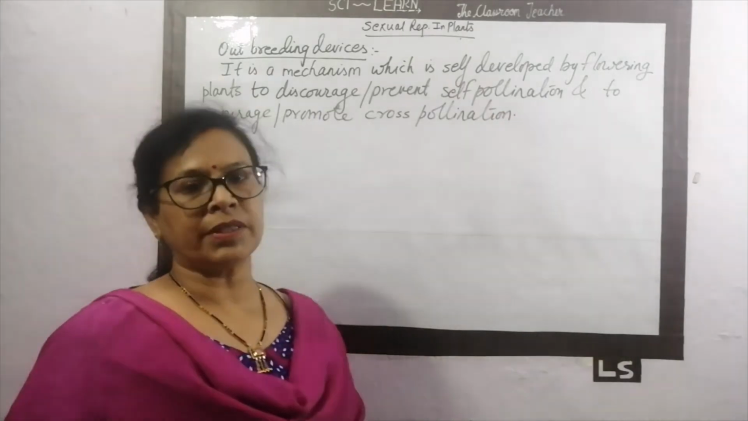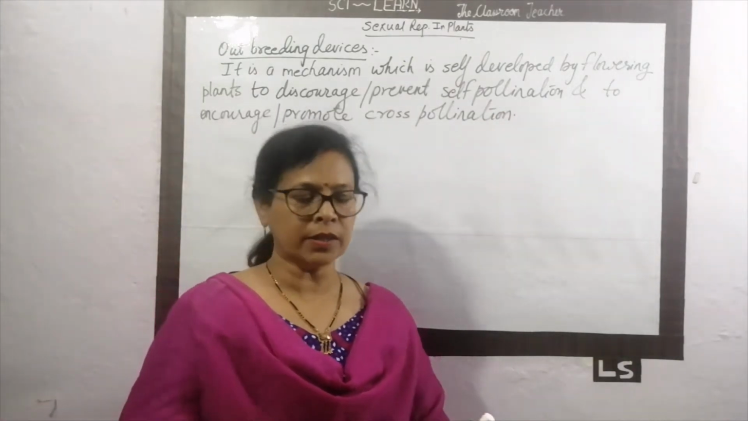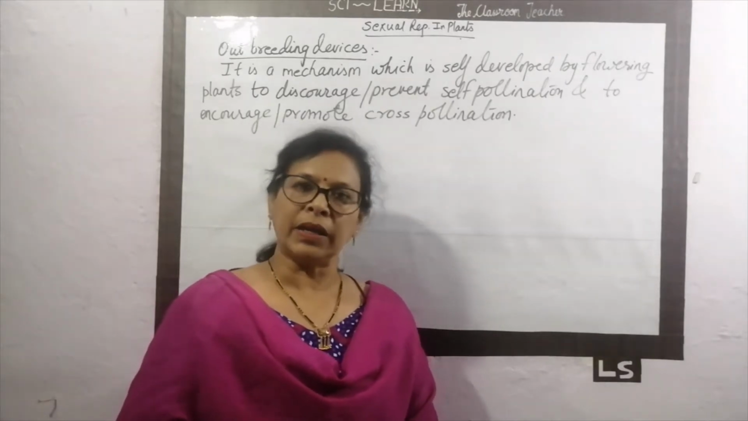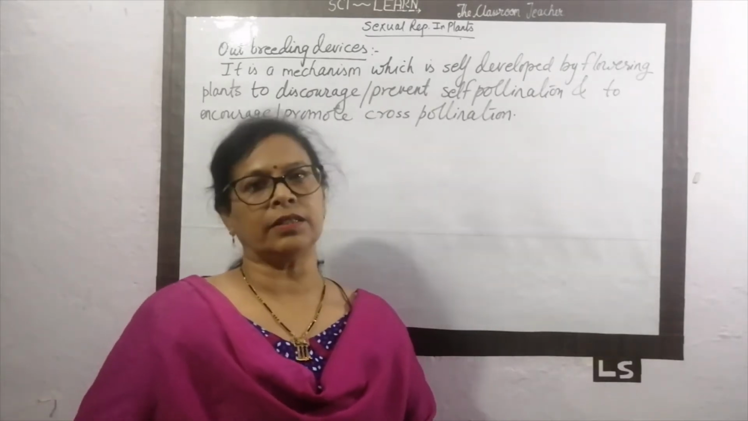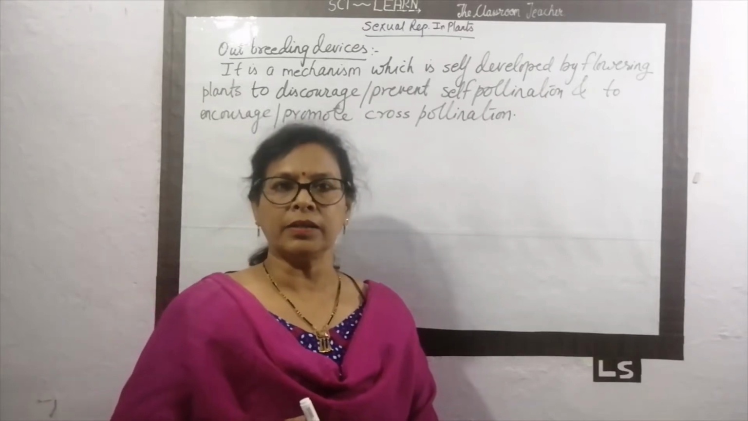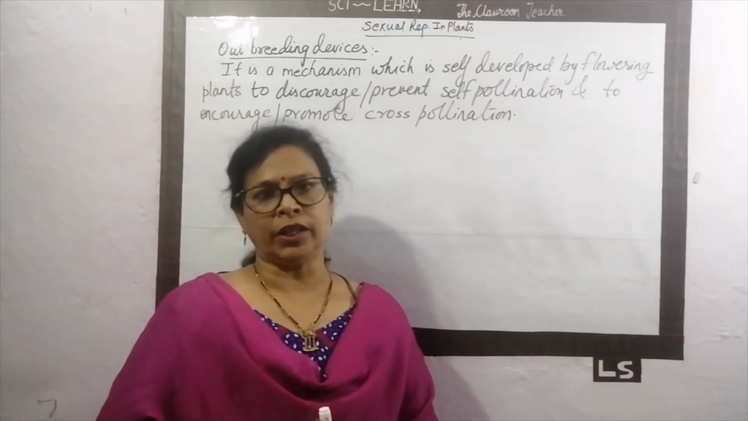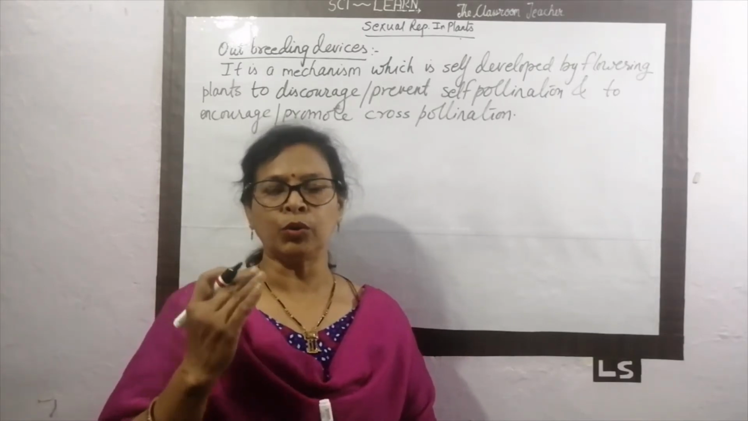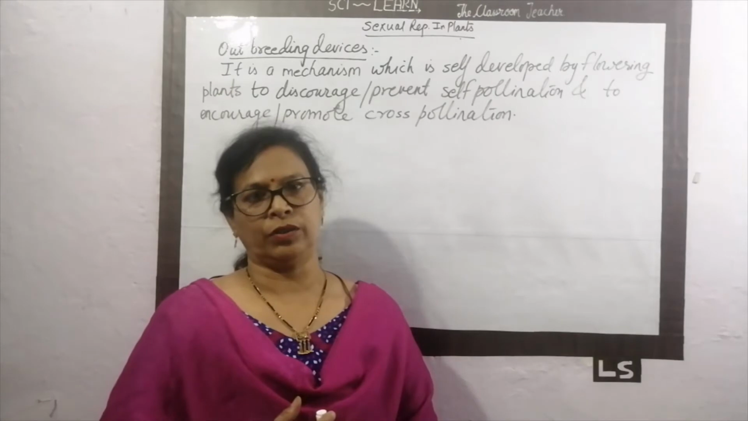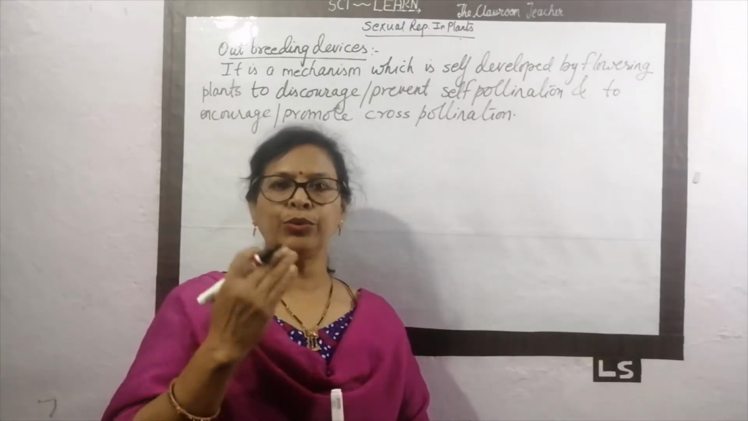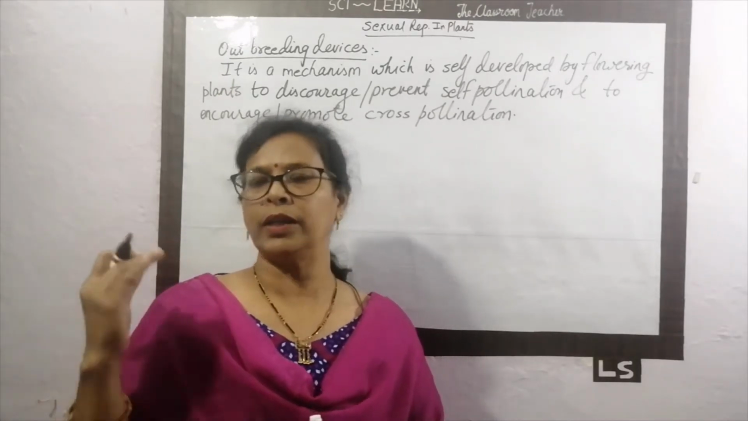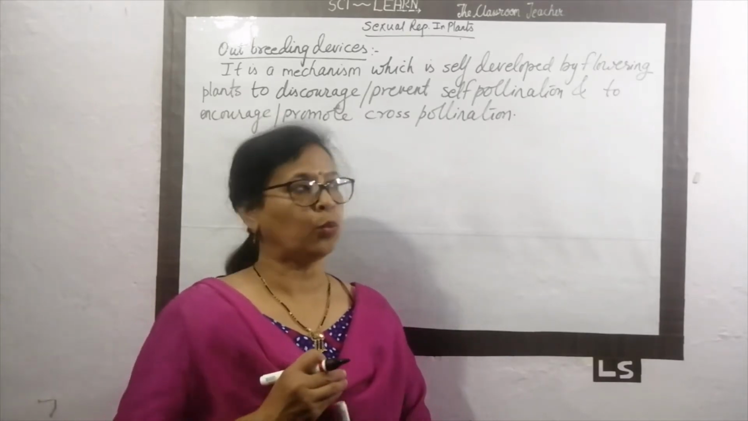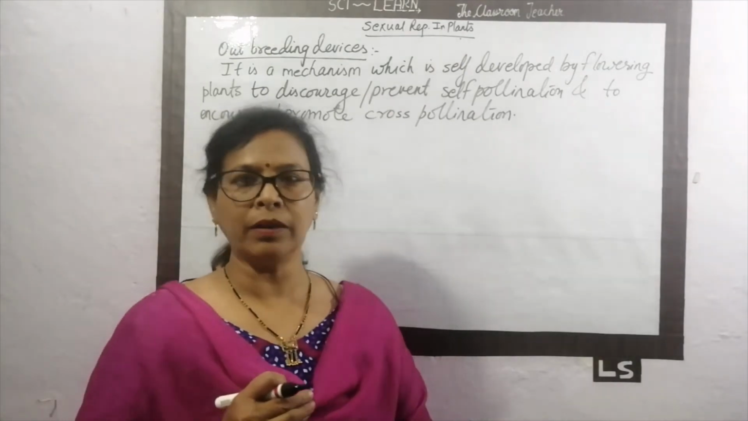Why is this mechanism developed by the plant? This device is developed by the plant because continued self-pollination reduces its ability. It produces inbreeding depression. What happens if continued self-pollination is going on in the plant? Inbreeding depression occurs in the plant.